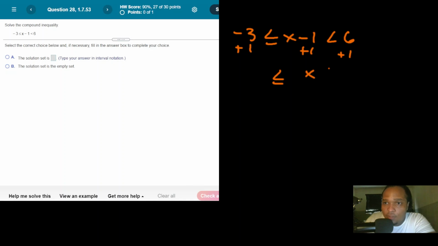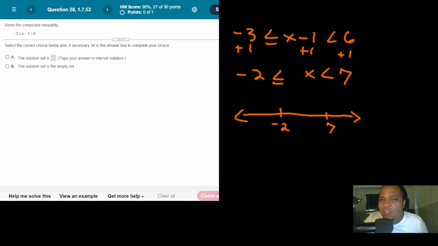So we have x, we have 7, and we have negative 2. And this looks pretty straightforward. We're going to go ahead and make our number line. We have negative 2, we have 7. Let's read it step by step. Negative 2 is less than or equal to x. So therefore, x is greater than or equal to negative 2.